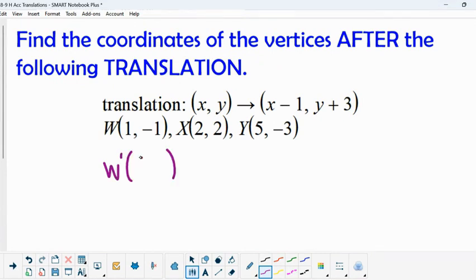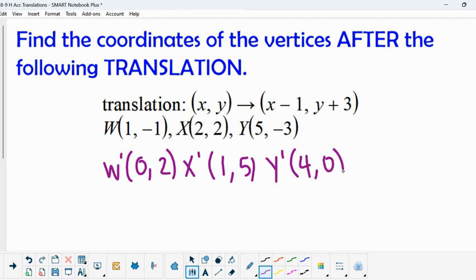0, 2. Yes, everybody feel good about that? It says take your x and subtract 1, take your y and add 2. So if we do that, what are we going to get for x prime? 1 and 5. Y prime, what's it going to be? 4 and 0. Everybody feel good about doing that without a picture? Any questions I can clear up on that?